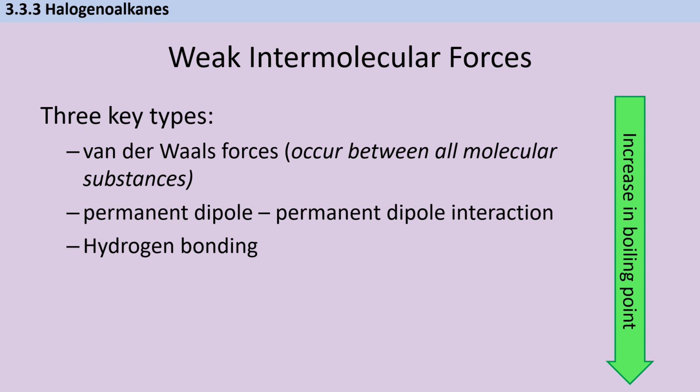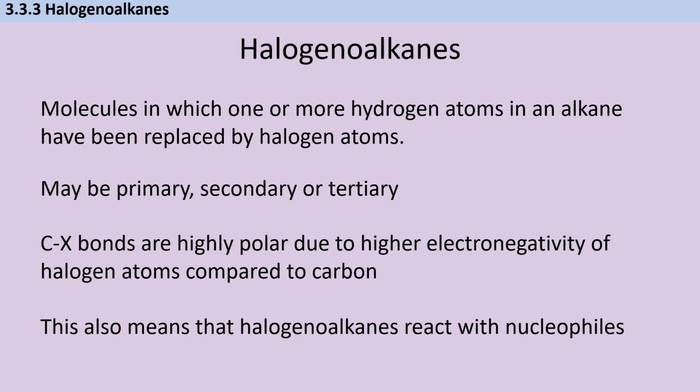The only time that we would not see that permanent dipole interaction is if it's a symmetrical molecule, like the tetrachloromethane that we saw on the previous slide. These slightly stronger weak intermolecular forces mean that halogenoalkanes are going to have a higher melting and boiling point than the equivalent alkane, because it takes more energy to overcome these permanent dipole interactions than it does to overcome just van der Waals forces on their own. The high electronegativity of the halogen atoms, and therefore the consequential slight positive on the carbon, is also going to mean that halogenoalkanes are attractive to nucleophiles.